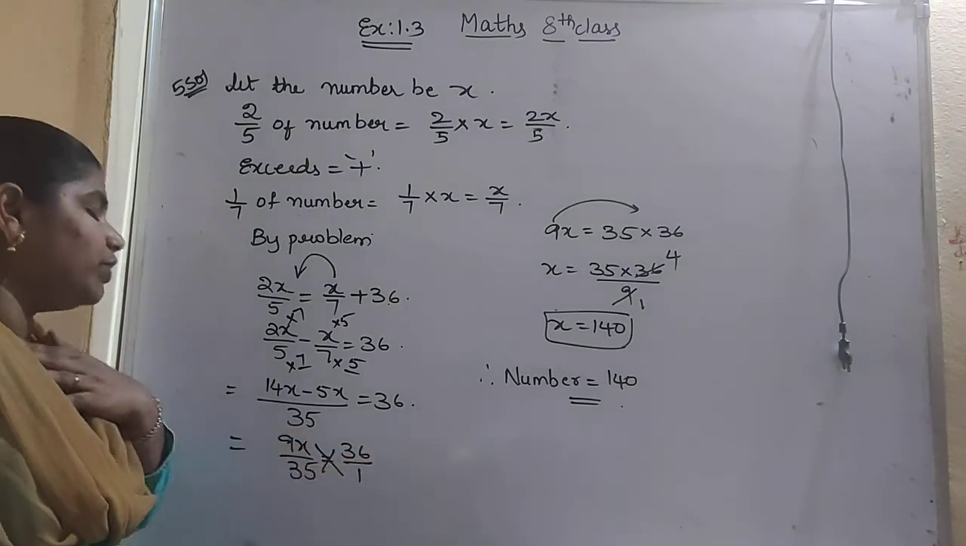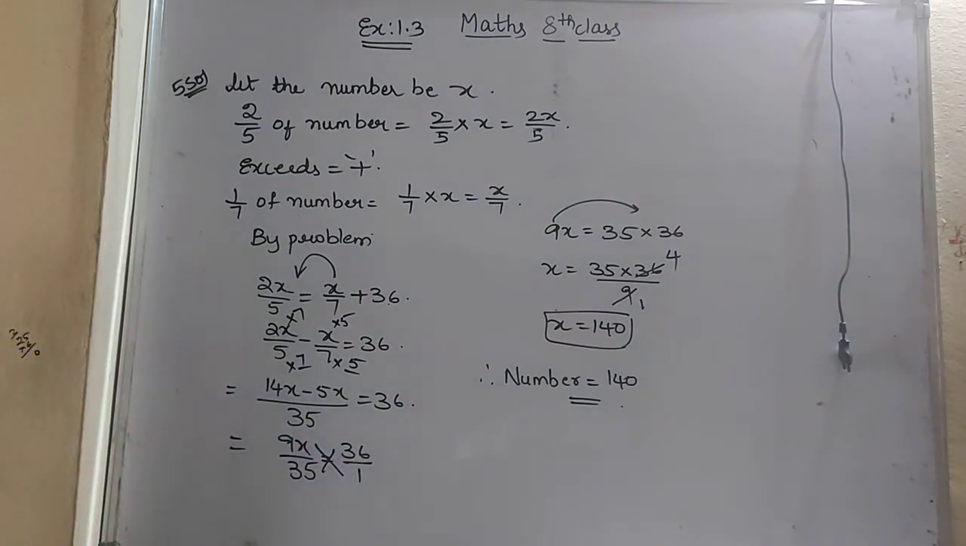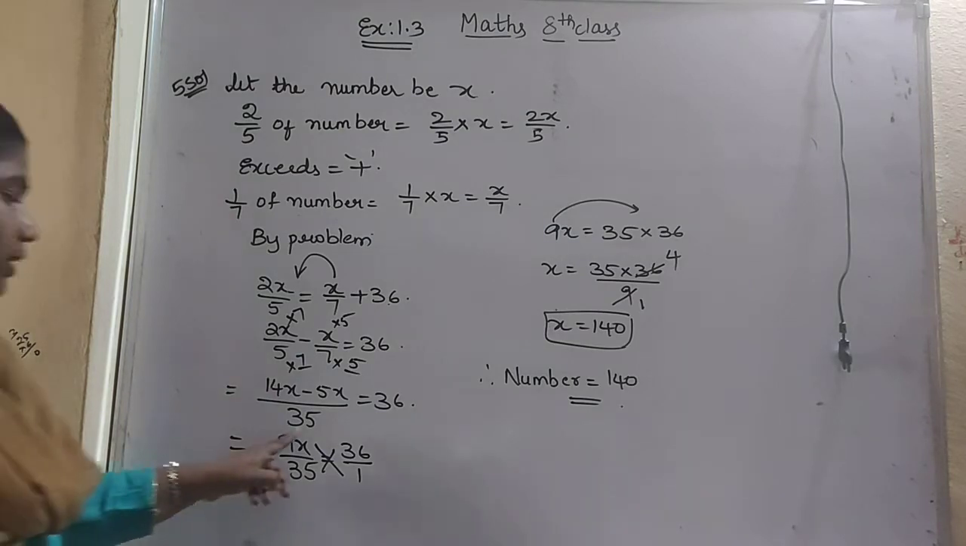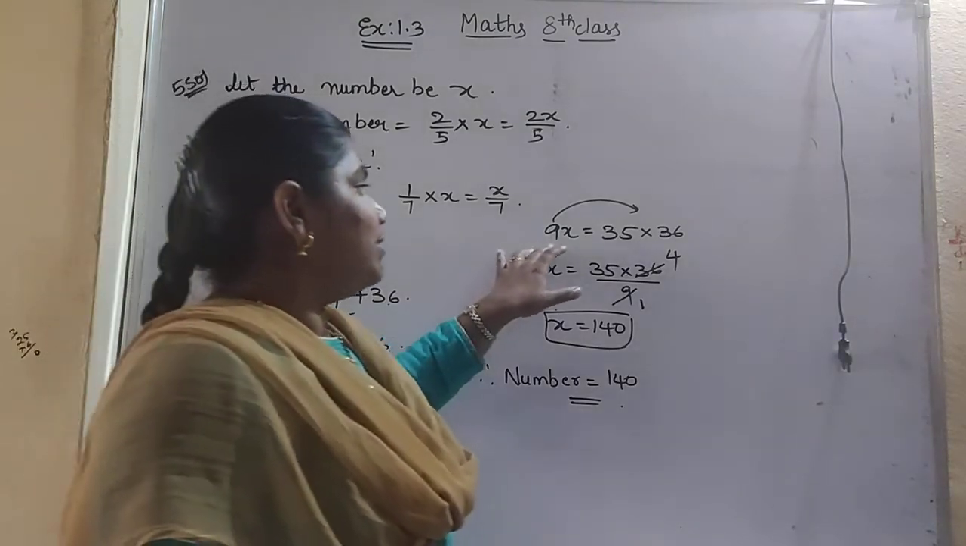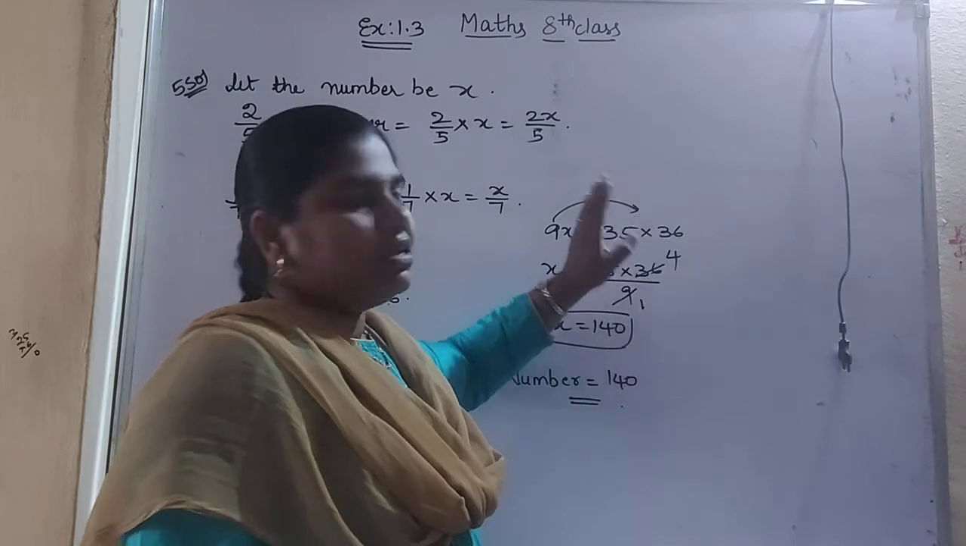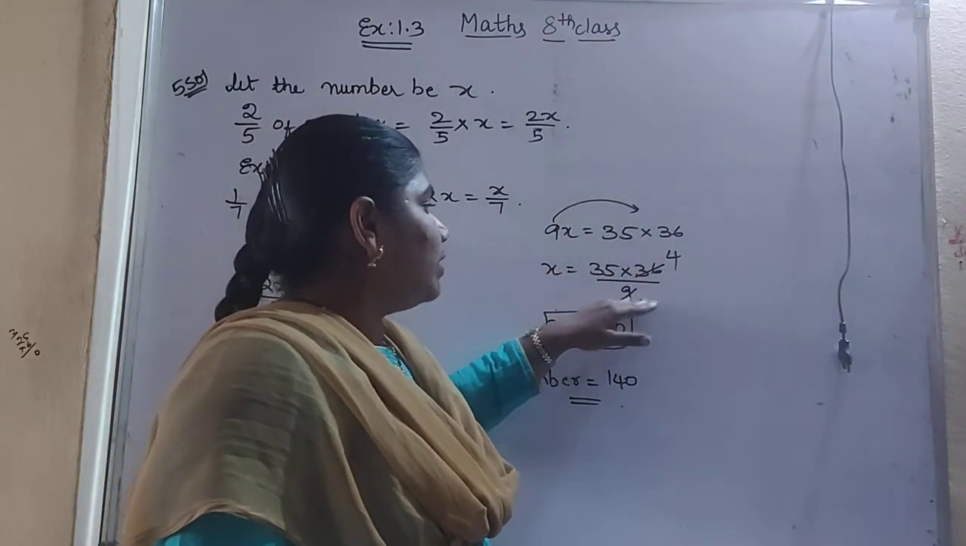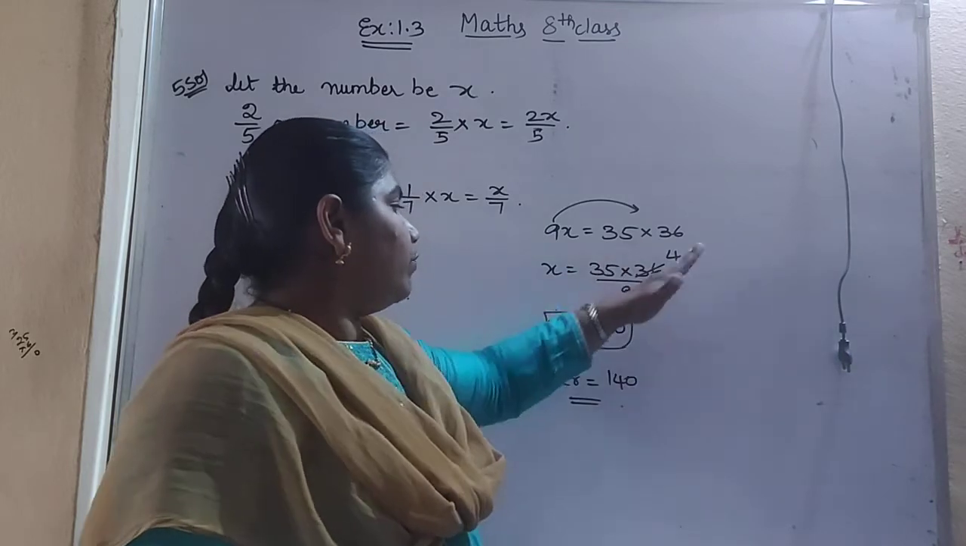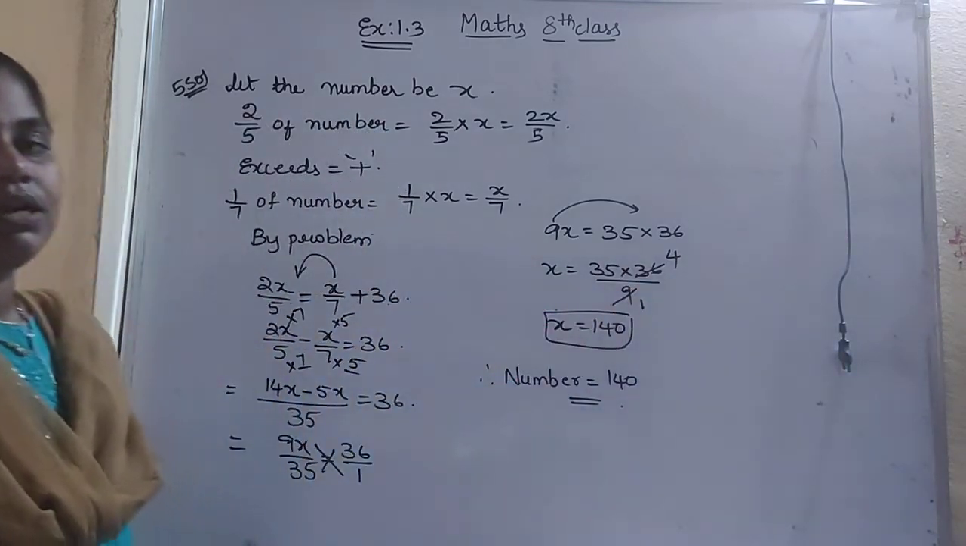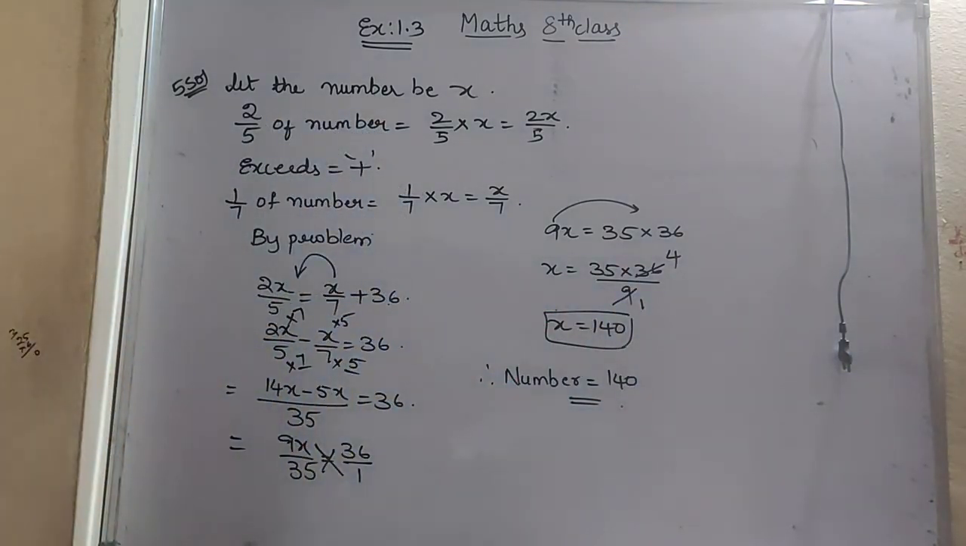In the denominator of 36, we don't have any value, that means it is having 1. So do cross multiplication here. So it is 9x is equal to 35 into 36. Send this 9 to the other side. It will become division. So 9 ones are 9, 9 fours are 36. 35 fours are 140. So the number is what here? The number is 140. So this is our fifth solution.